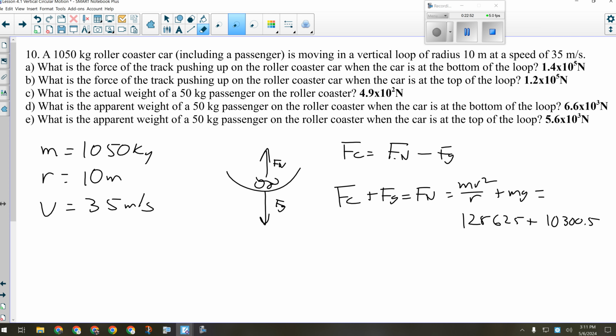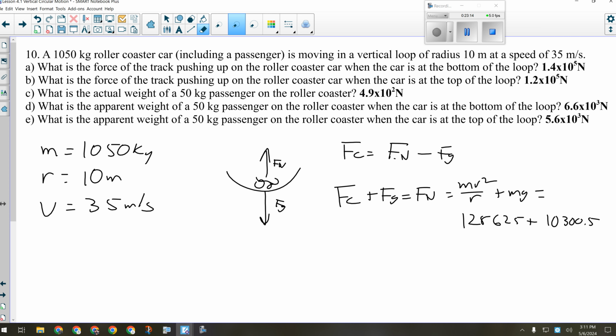Okay, everybody all right with that one so far? Yes? Okay. Now, what's the force of the track pushing up on the roller coaster when the car is at the top of the loop? Now, I'm assuming this one is going under the top. Was I right in that assumption?